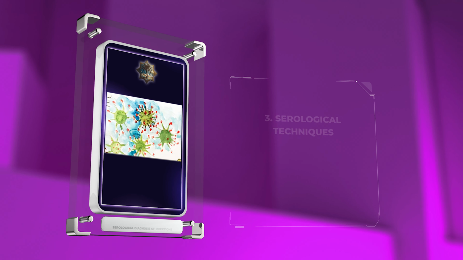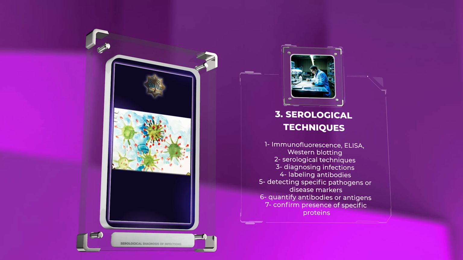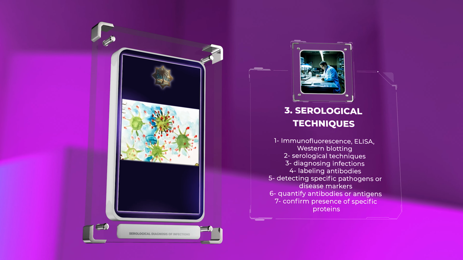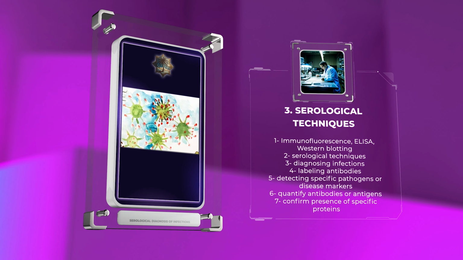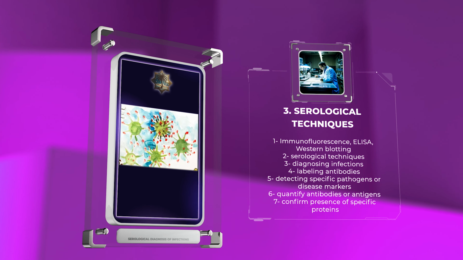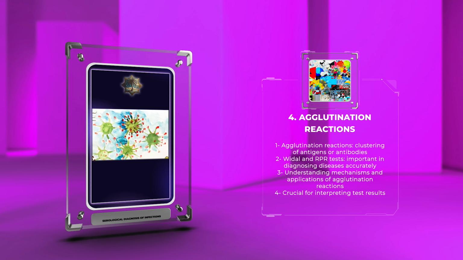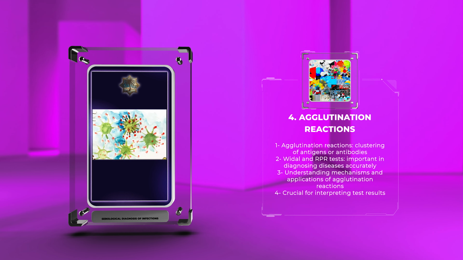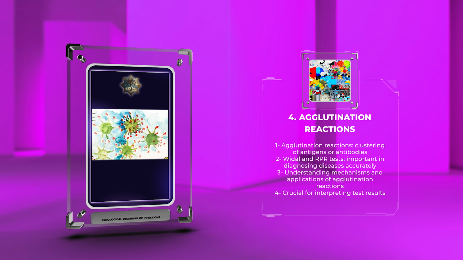Immunofluorescence, ELISA, and Western blotting are important serological techniques used in diagnosing infections. These techniques involve labeling antibodies or antigens to detect specific pathogens or disease markers, quantify antibodies or antigens, and confirm the presence of specific proteins, respectively. Agglutination reactions, which involve clustering of antigens or antibodies, aid in the detection of infections. These tests, like the Vidal and RPR tests, are important in diagnosing diseases accurately. Understanding their mechanisms and applications is crucial for interpreting results.